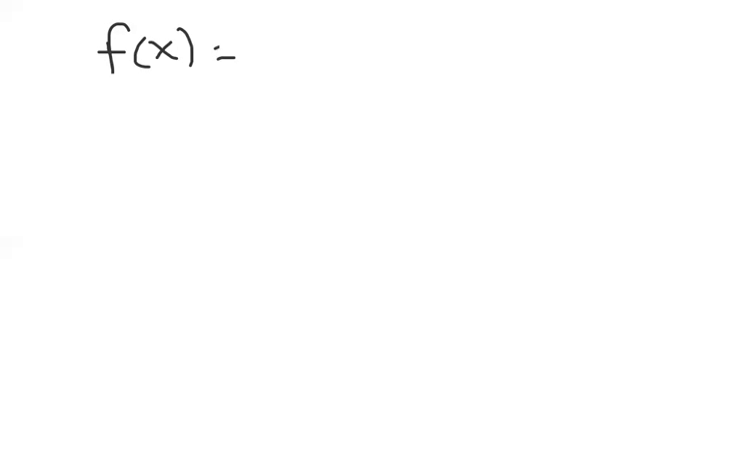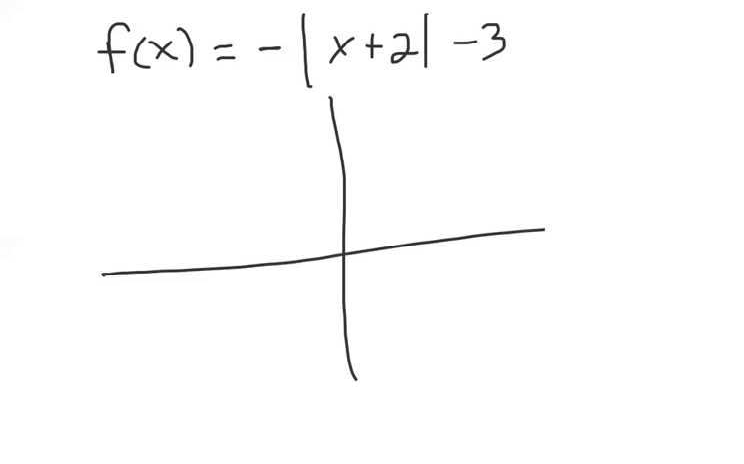Okay, so this one is the negative absolute value of x plus 2, and then minus 3. Now, remember the parent function, guys. Always start at the origin. Start at the origin. Start at the origin. Notice I repeated that a couple of times. I'm making a point, okay?